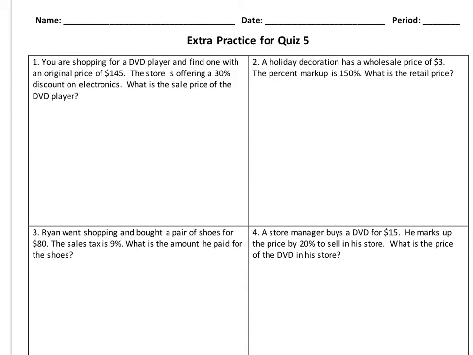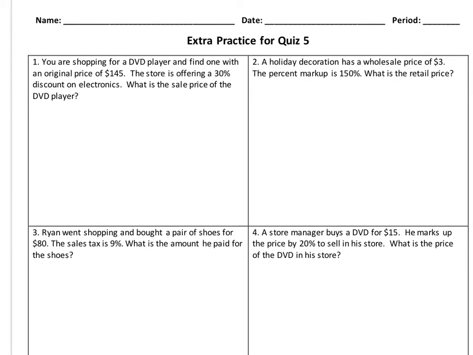Extra practice for quiz 5. Number 1. You are shopping for a DVD player and find one with an original price of $145. The store is offering a 30% discount on electronics. What is the sale price of the DVD player?